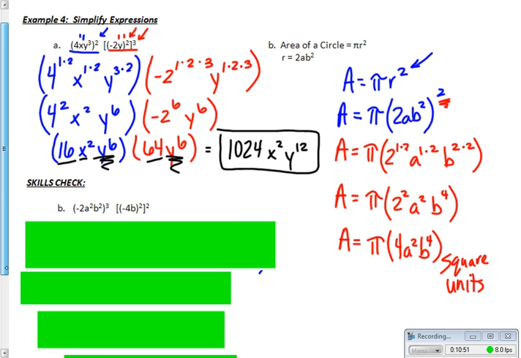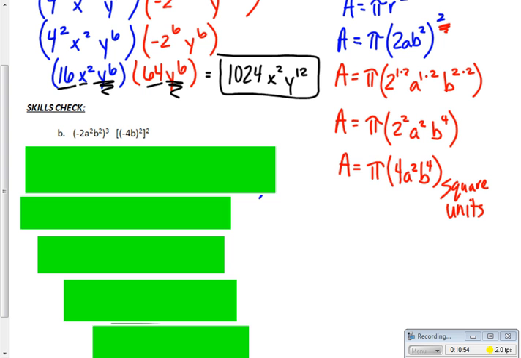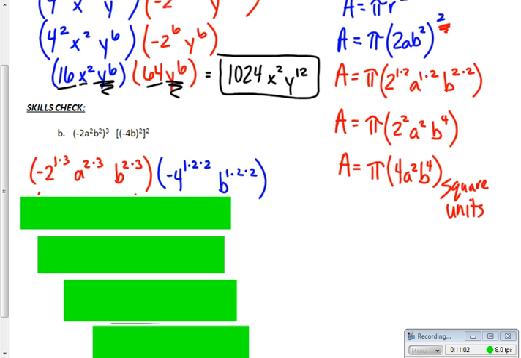Go ahead, pause that video now and give example B a shot here, and then we'll check back in. Alright, here in B, this is what the first step that we should have done is that we have raised to the third power. So I've raised everything to the third power, and here I have a power to a power. So I've raised everything to those two powers.